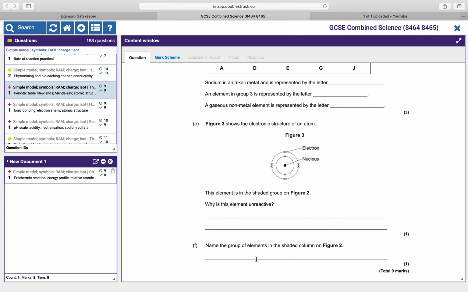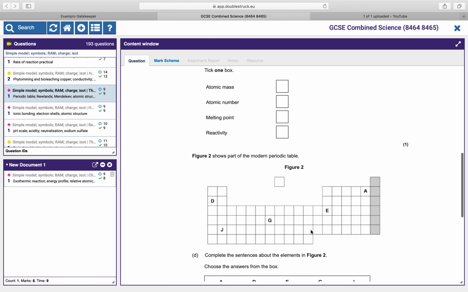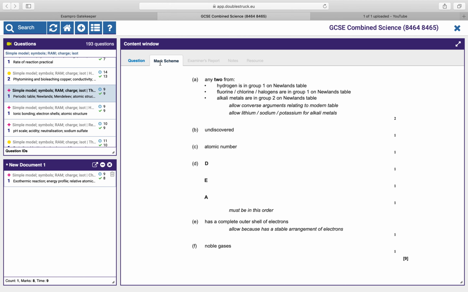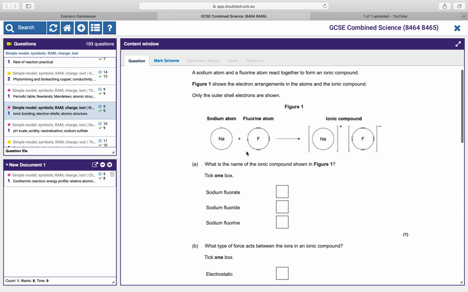Name the group of elements in the shaded column on figure 2. So yeah, those are the noble gases. So we can have a look at our answers there. Okay, I'm going to do one more set.